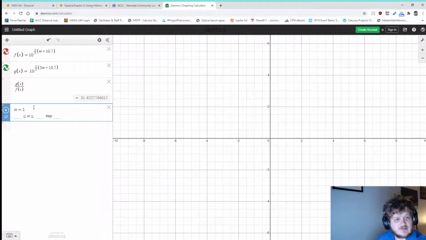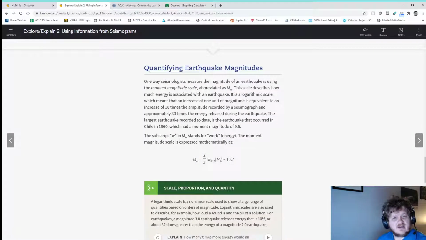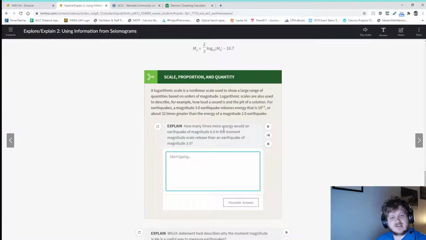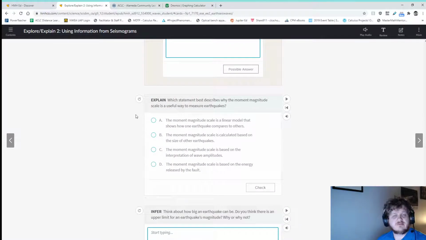A 1 to a 2 is about 32 times. A 2 to a 4 is about 1,000 times. And then 3 ends up being kind of interesting. But this is the basic idea of what's going on here: these things multiply upon each other and they get stronger and stronger. So a 6.0 is not twice as strong, it's about 32,000 times as strong as a 3.0, which is a very easy thing to make a mistake on.